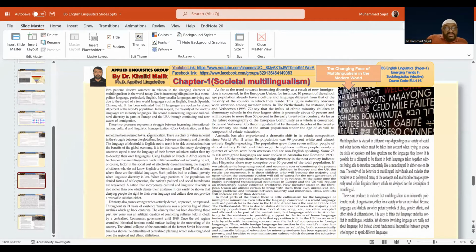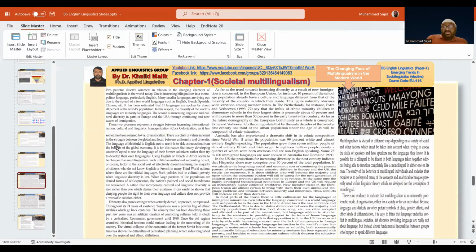These two processes represent a struggle between increasing internationalization and cultural and linguistic homogenization, or colonization, as it has sometimes been referred to, versus diversification. There is a clash of values inherent in the struggle between the global and local, between uniformity and diversity.